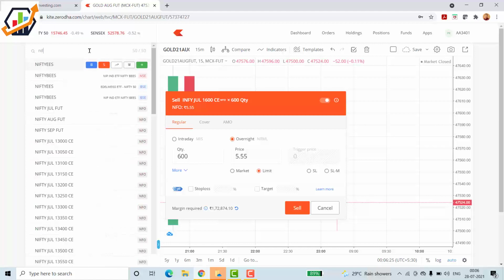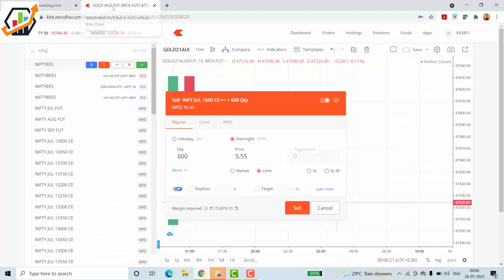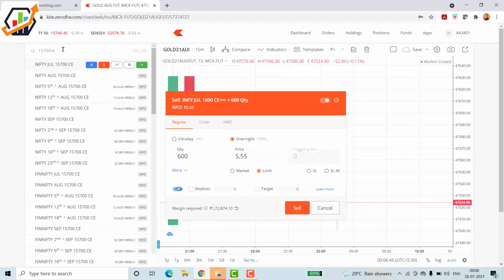First one is Nifty. So let us see where Nifty is. If Nifty is somewhere around 15,746, and you want to buy an option for Nifty, you could buy a 15,700 call, let us say. So I'm going to say 15,700 CE, and you can say Nifty. The moment you put 15,700, you'll get all these options. So you can see that is July, August, and then you see the days also, like 5th August, 12th August, 18th August, right?